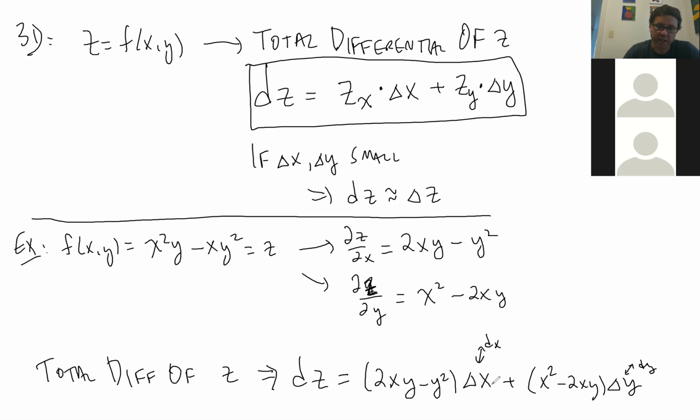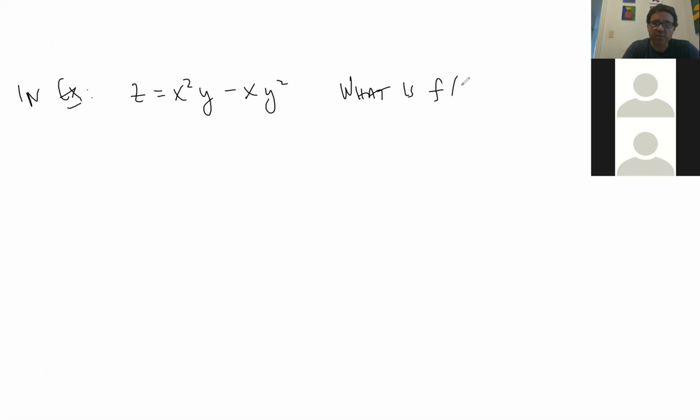We need to know delta x and delta y, and we need to know what x and y are in order to figure out what dz and delta z are. So in that example, again, z equals x squared y minus xy squared, or that's equal to f of x, y. The question is what is f of 2.04 and 3.06? What is that equal to?